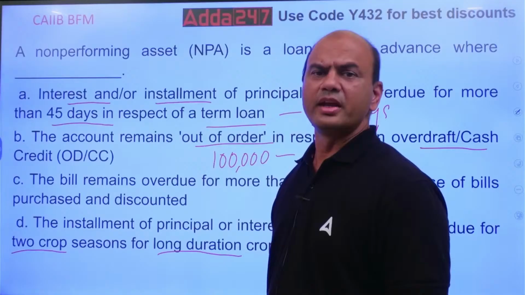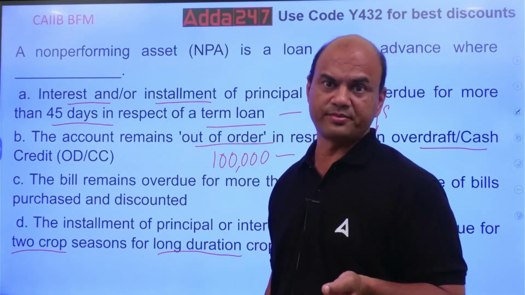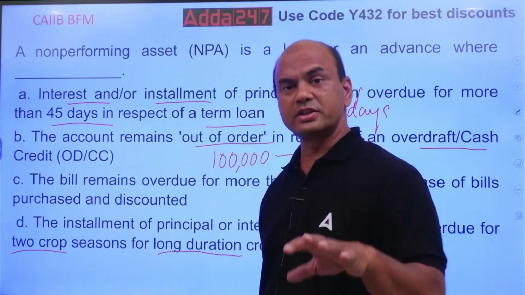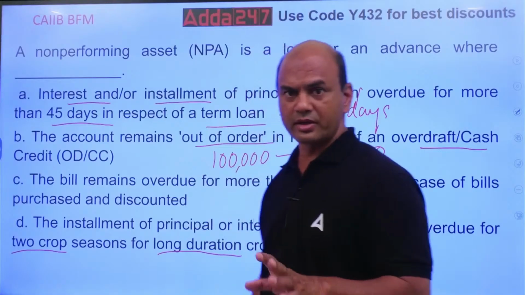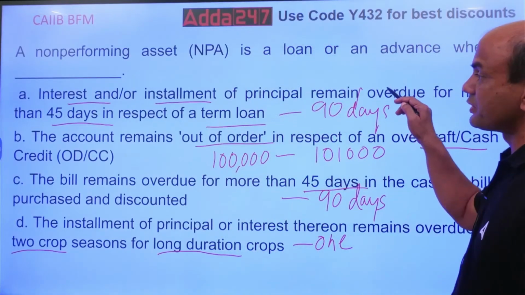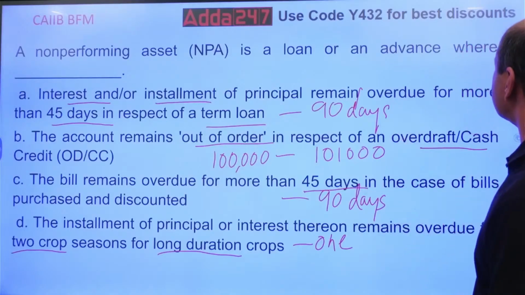It not only depends on the sanction amount, but also on the DP calculations. If it goes beyond your DP, then also it's called out of order. Got it? So the correct answer is this. And the correct answers for these are also, kindly note, 90 days. These are the correct answers.